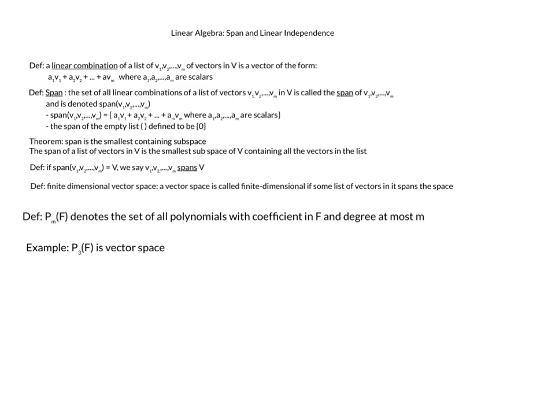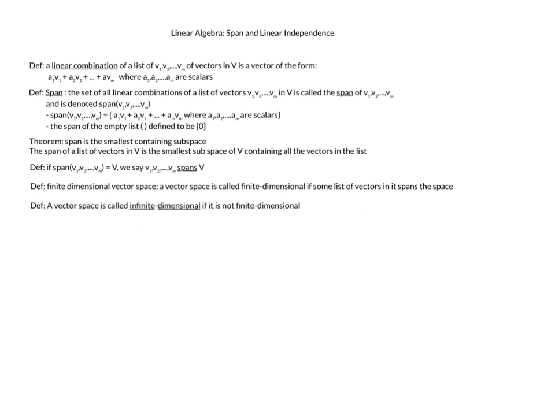Here we have an example problem in your book where it says that P3 of F is a vector space, in other words, all polynomials of degree at most 3. That is something we proved in our last video, so I'll let you see that video. Another definition: we had the definition of a finite dimensional vector space. A vector space is called infinite dimensional if it is not finite dimensional.